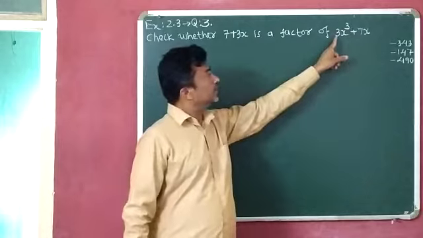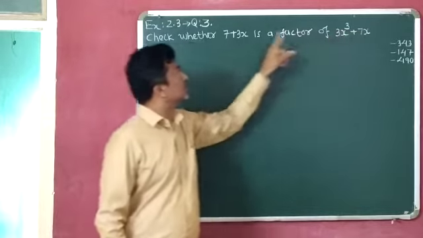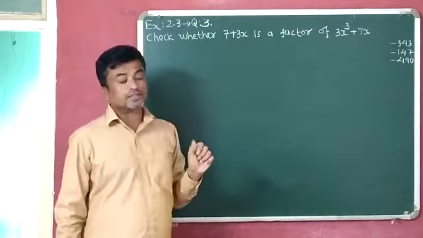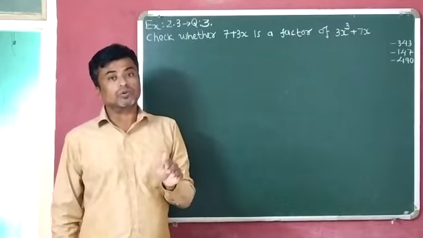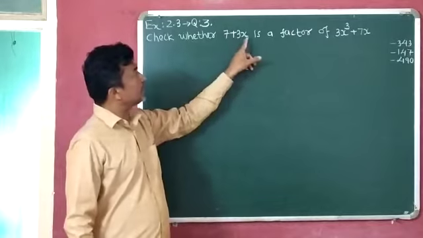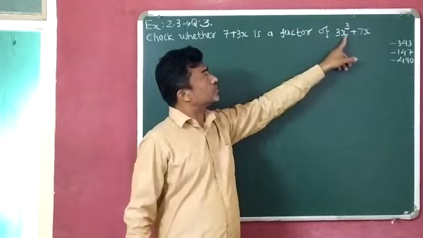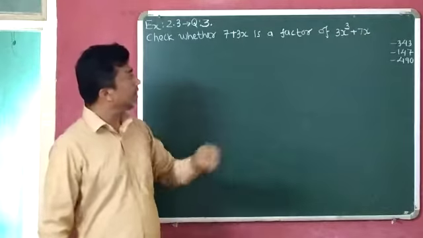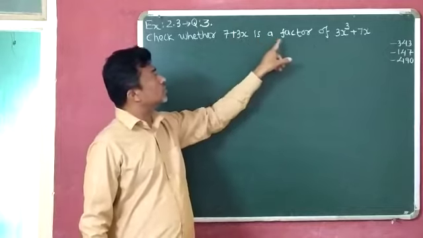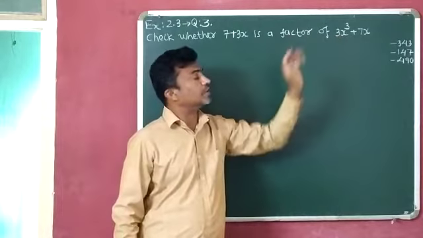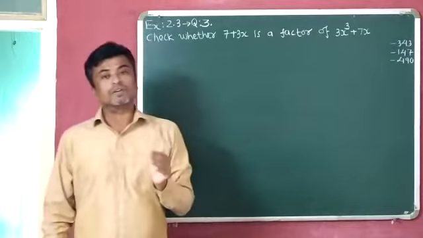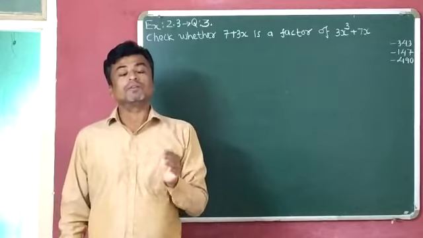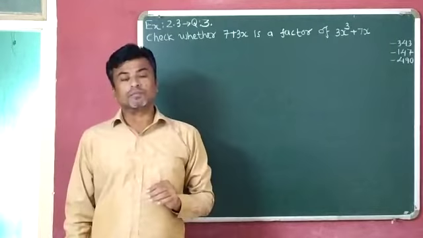If we divide 3x raised to 3 plus 7x by 7 plus 3x, if the remainder comes 0, then 7 plus 3x is a factor of 3x raised to 3 plus 7x. If the remainder does not come 0, then 7 plus 3x is not a factor of 3x raised to 3 plus 7x. So here we will identify the remainder with the help of the remainder theorem method.